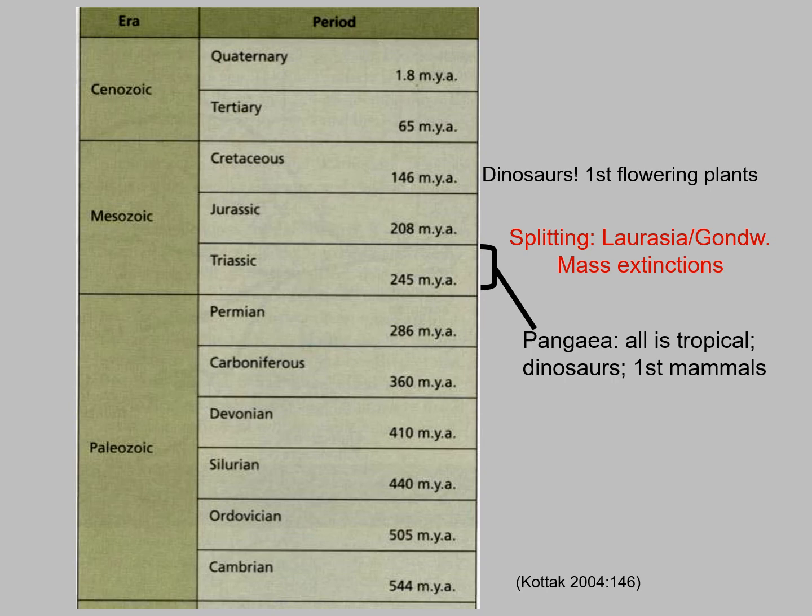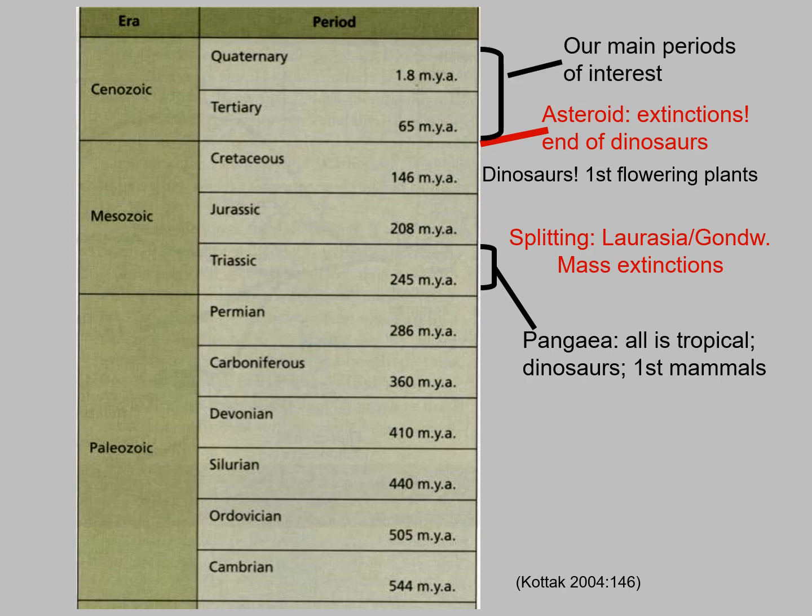But by the Cretaceous period, the dinosaurs that we know best rule the world. We see also the first flowering plants. Huge asteroid impact at 65 million years ago, and 70% of life on Earth went extinct. This marks the end of the dinosaurs. This also marks for us the end of the Cretaceous period, beginning of the Tertiary period, the end of the Mesozoic era, beginning of the Cenozoic era, leaving us with the periods of main interest to us in our class here, the Tertiary and the Quaternary periods.